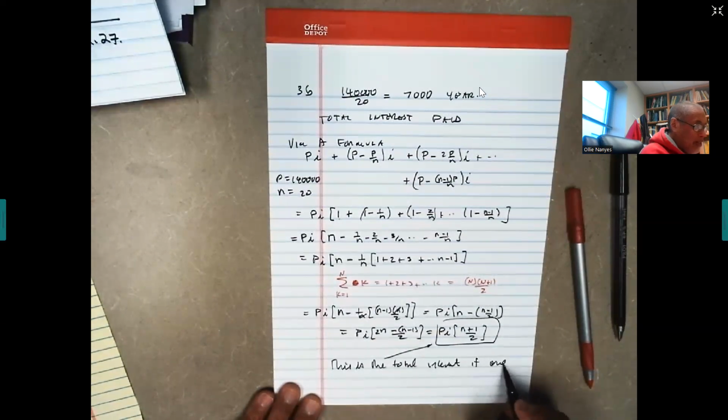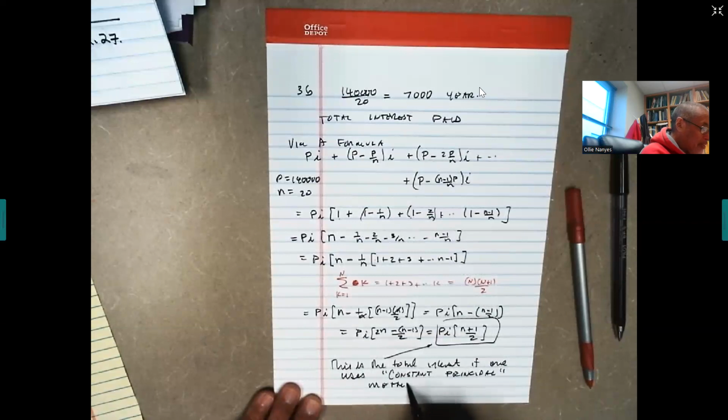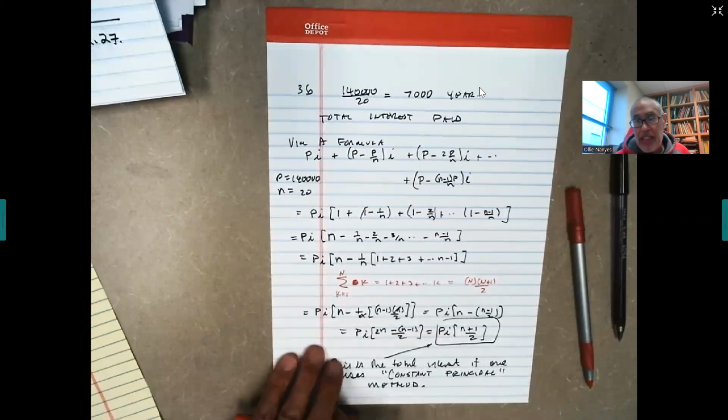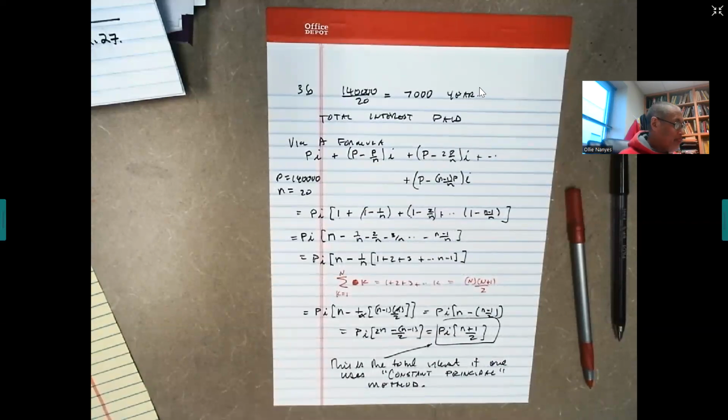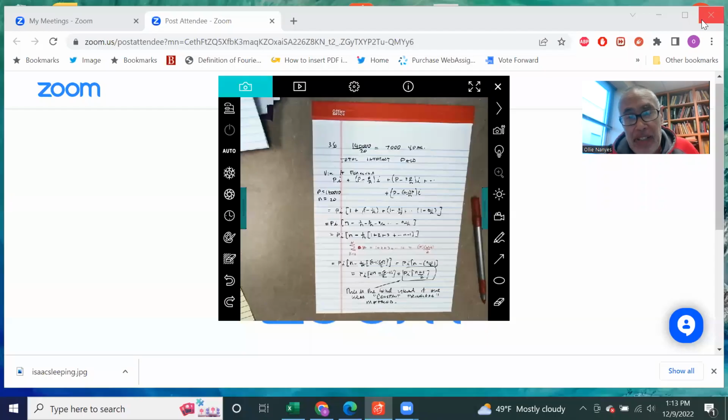if one uses the constant principal method. And it works. It works very nicely. Well, I figured, this is a math course, so I figured I'd just tell you that.